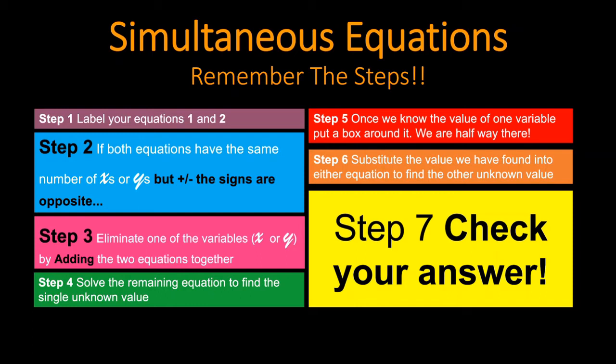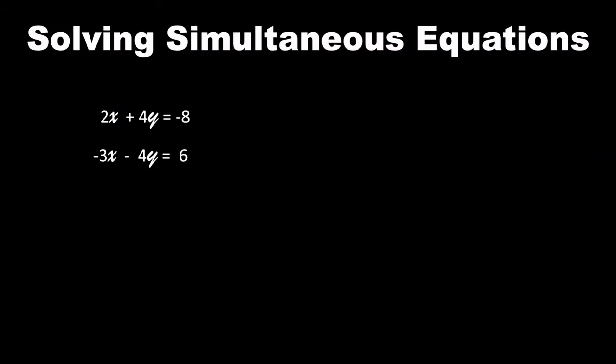Let's get on to an example so you can see the difference between these types of simultaneous equations problems and the ones we've seen in lesson 1 and lesson 2. So here I've got a set of equations where I've got two unknown variables. I don't know what x is and I don't know what y is, but the x and y values must follow these two rules. 2 times the x value plus 4 times the y value must be equal to -8. And -3 times the x value minus 4 times the y value must be equal to 6.